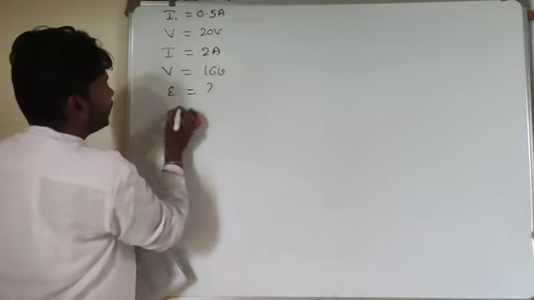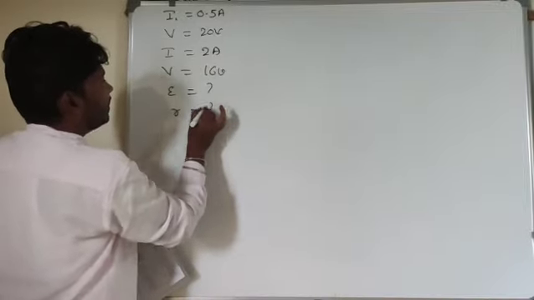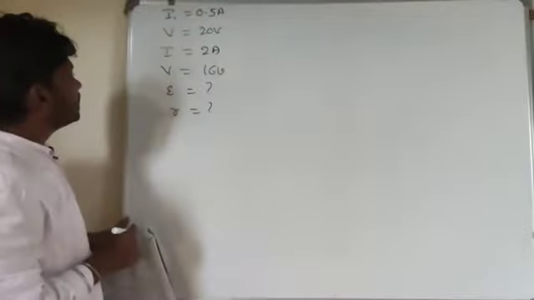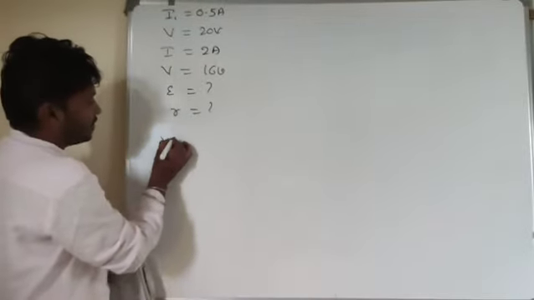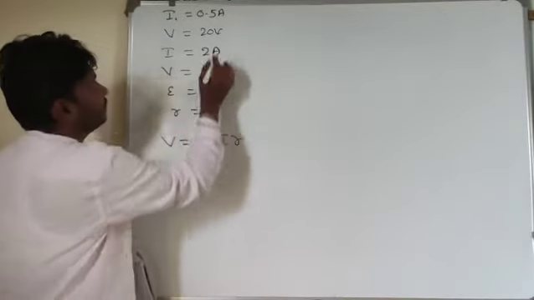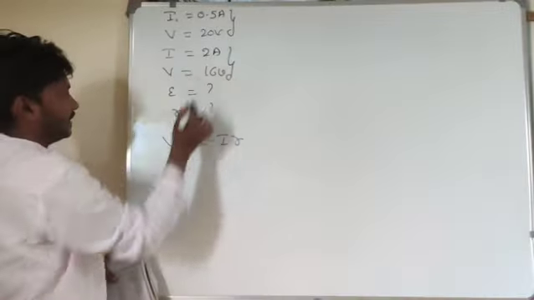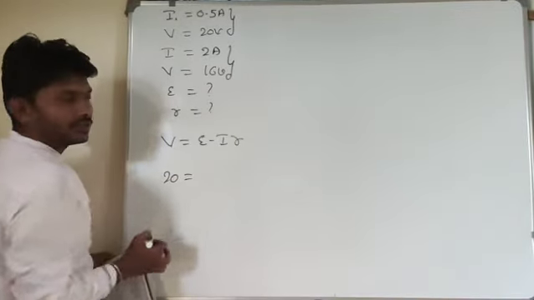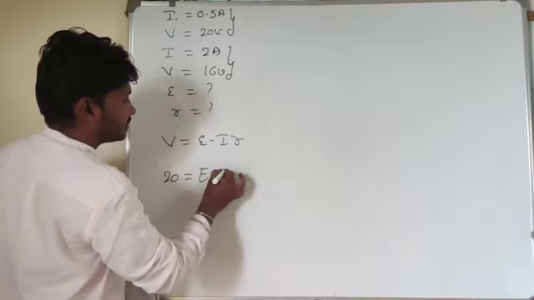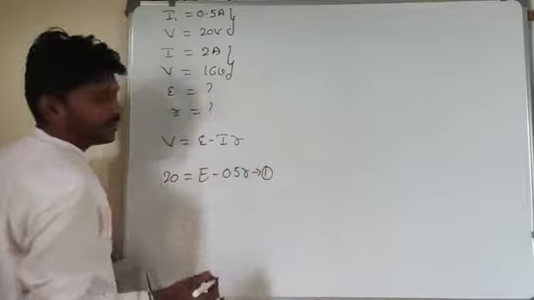Which thing do I need to find out? EMF and internal resistance of the battery. So look here, in order to find that, I will use the same formula. V is equal to E minus I into R. This is for the first case and this is for the second case. For the first case, what is the terminal potential difference? 20. EMF value is yet to be determined, minus, so how much current is flowing here? 0.5 ampere of current is flowing.